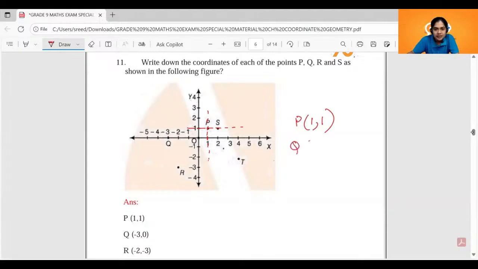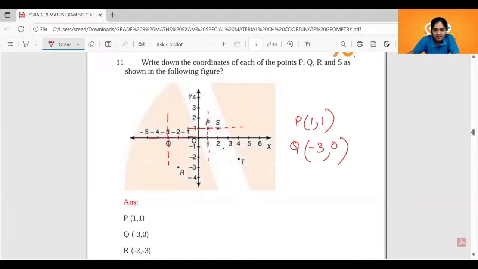Now Q. Where is Q? Yeah, this is Q, right? So I'm drawing the perpendicular. Is it possible to draw any other perpendicular that will be lying on the axis itself? The horizontal. So the x coordinate is -3 and y coordinate is 0. Correct? Yes.